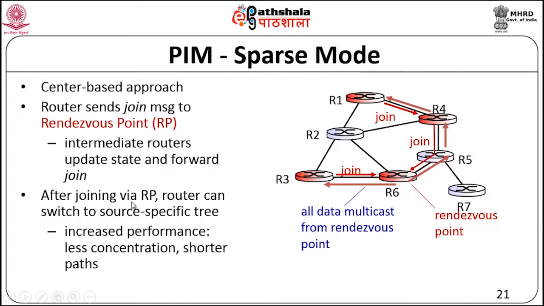Okay, this option is provided in order to increase performance, so that you can have less concentration of paths and you can have shorter paths. So typically if you look at R6 as the rendezvous point, and if R1 and R3 want to receive data, they would be sending join messages to R6, and all the data will be sent from R6 down the tree to R1 and R3. Okay, this is basically how the sparse mode of operation will work. We look at the details now.